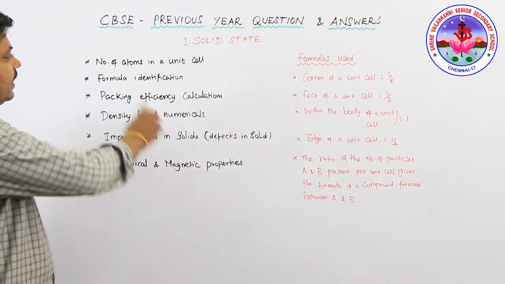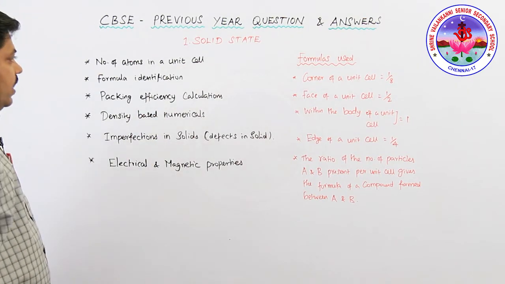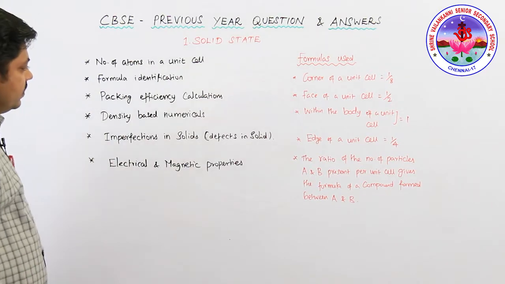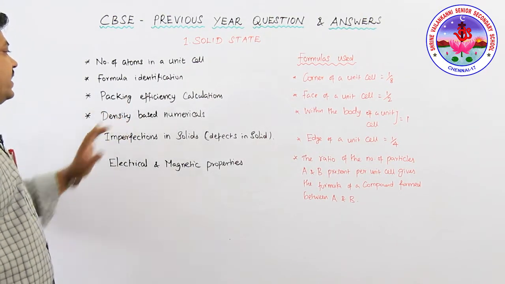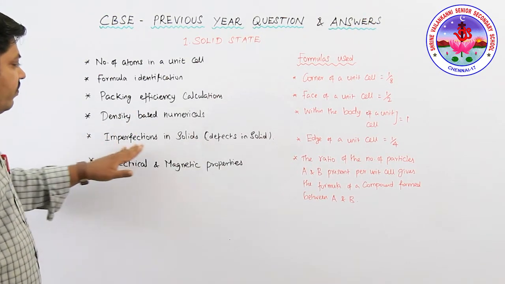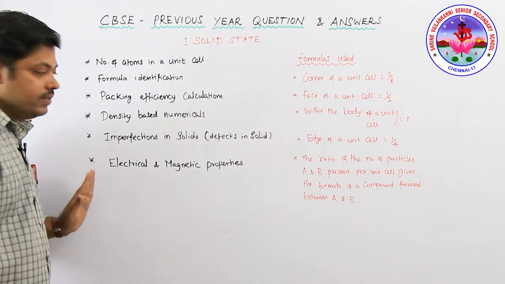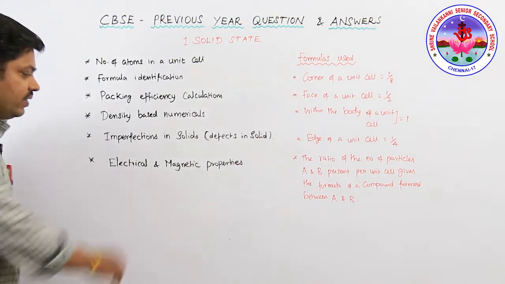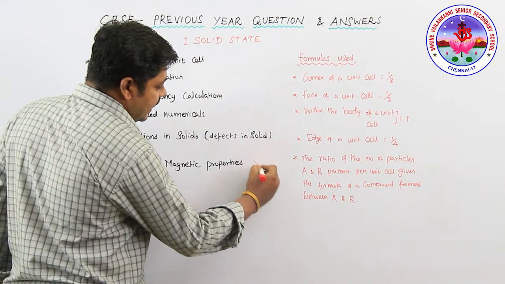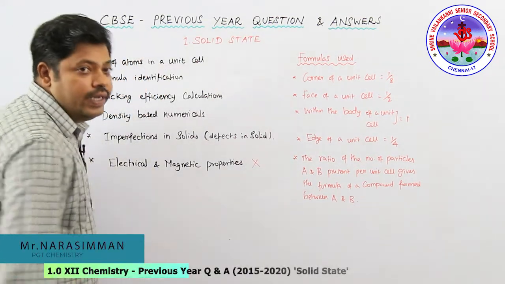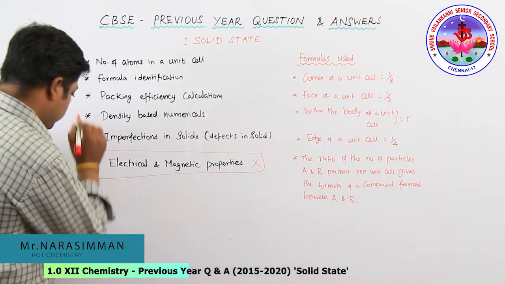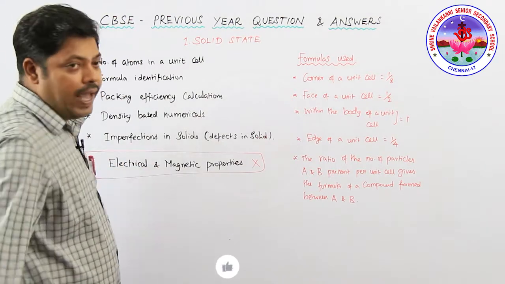That means the number of atoms in a unit cell, then the compound formula identifications, then the packing efficiency calculation, density based numericals, and the imperfections in solids, that is defects in solids. The last one, the electrical and magnetic properties, is not included in the 2021 academic year only. So you don't need to study the electrical and magnetic properties.